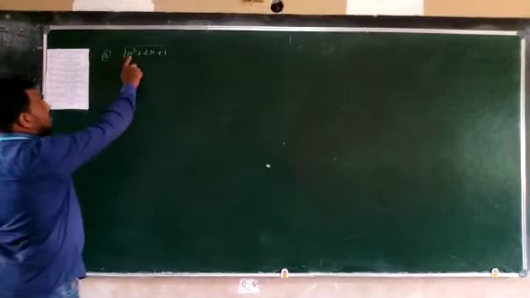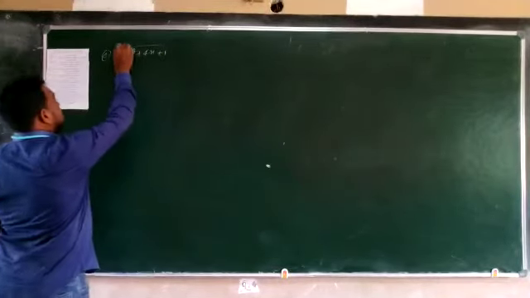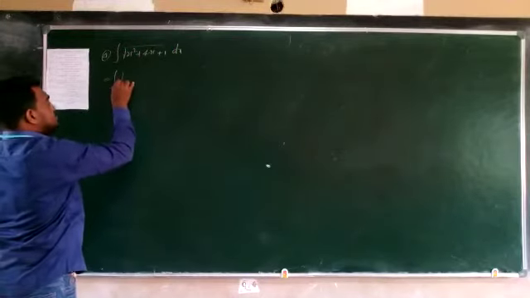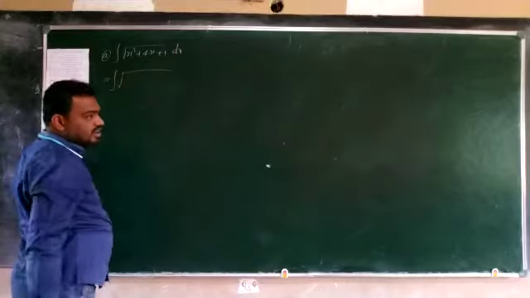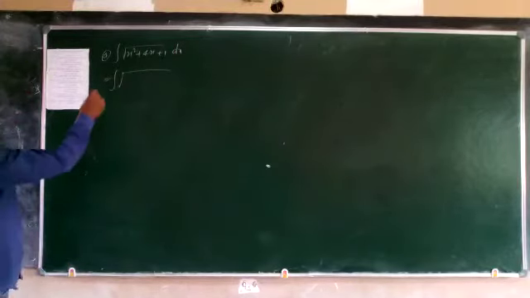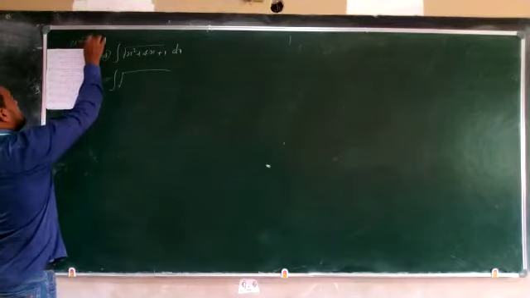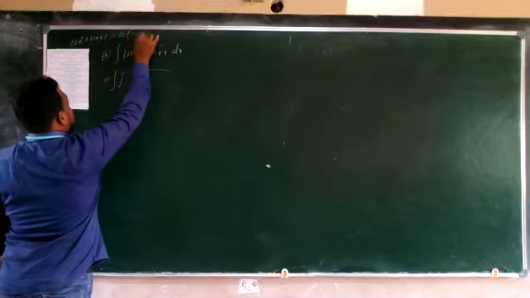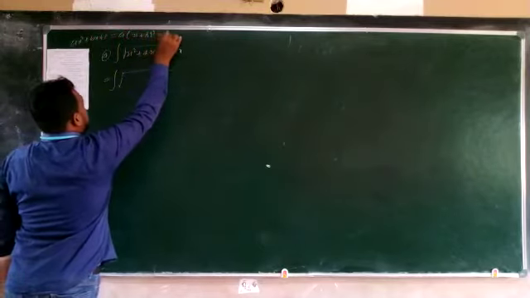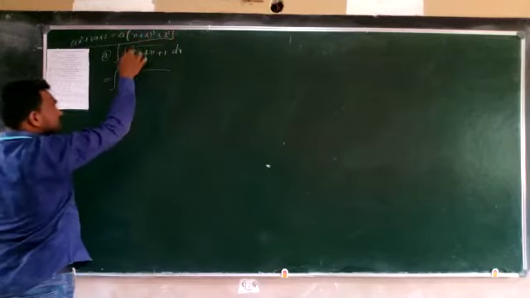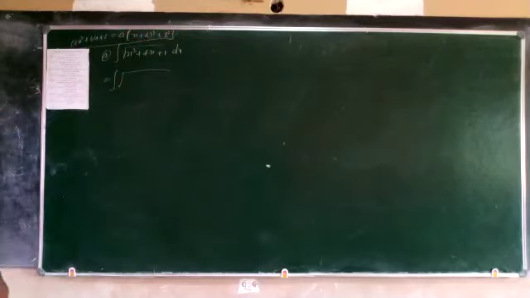Fourth question, square root of x² + 4x + 1. So the integral we are finding here. So this is equal to the integration of square root of this one. Now we are converting ax² + bx + c into the form a(x + alpha)² plus or minus beta². In this form we are converting this quadratic term.